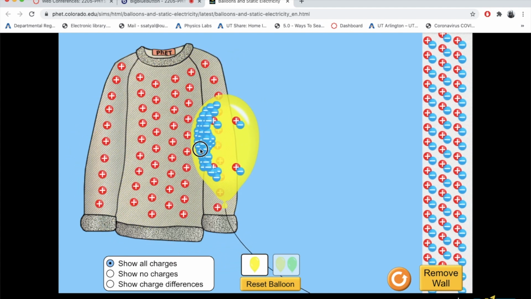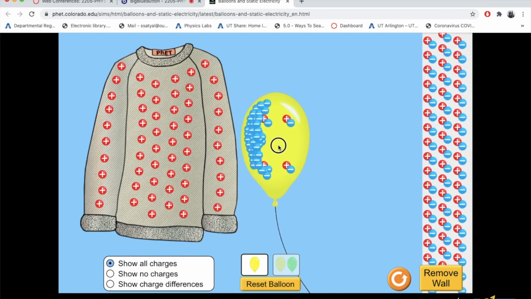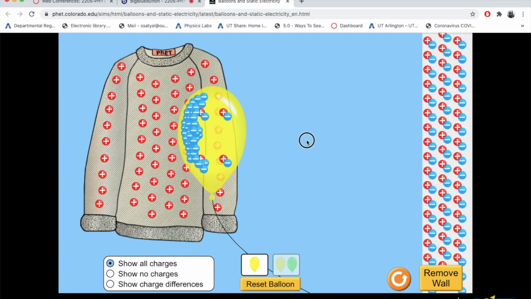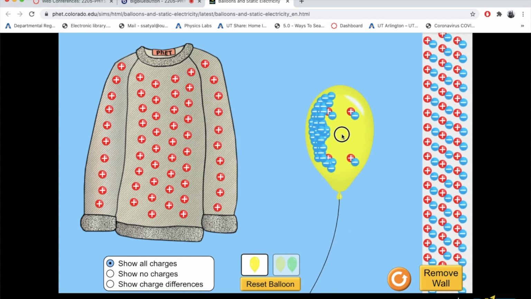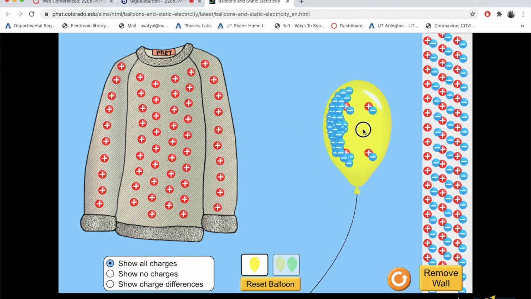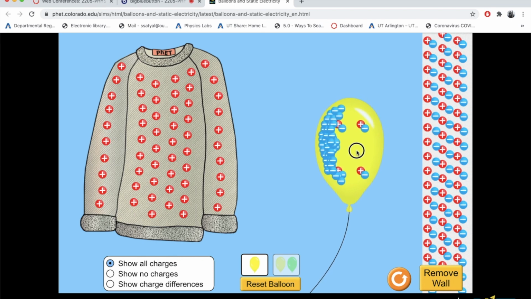And you see, by rubbing the balloon on the sweater, the balloon has attracted or grabbed all the electrons from the sweater, and the electrons are lying on the surface of the balloon. I'm holding the balloon here in this region, and as you can see now, the sweater has net positive charge, the balloon has net negative charge. The positive and the negative, that's an attractive force.